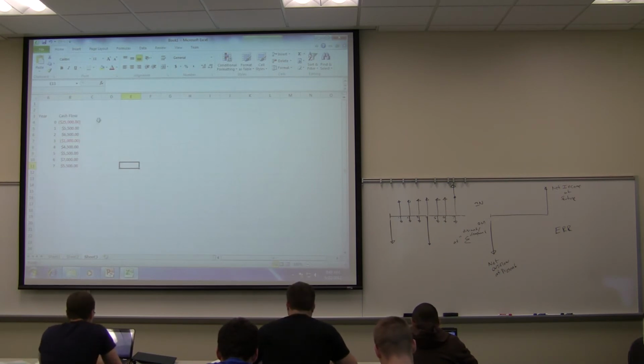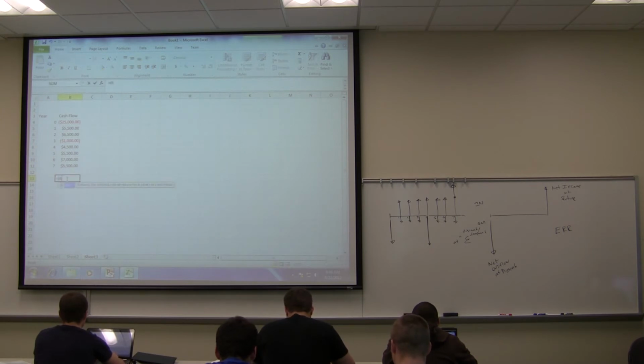Okay. So if I wanted to find the internal rate of return equals IRR, or I guess I could do it the not lazy way, present value. And here's my IRR.